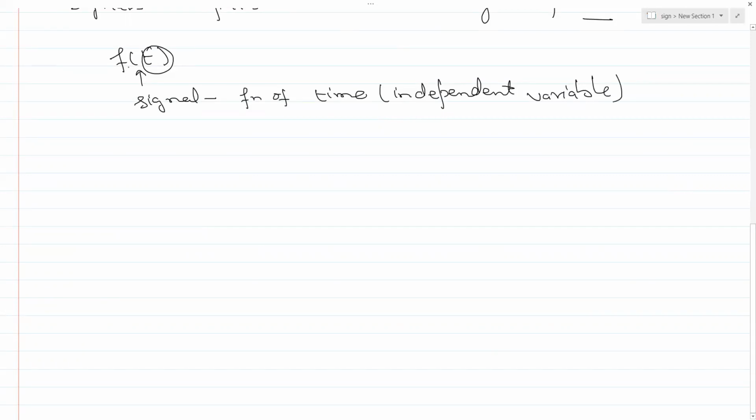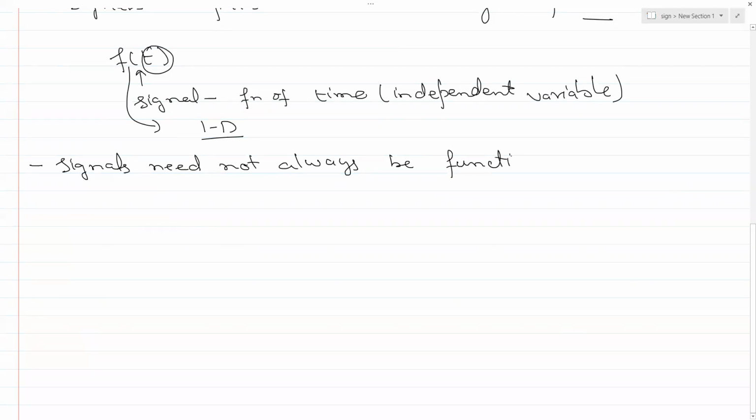This type of signal, which is a function of one variable, that's time, is always a 1D signal. Similarly, signals need not always be functions of time. That means you have some signals that are not dependent on time.